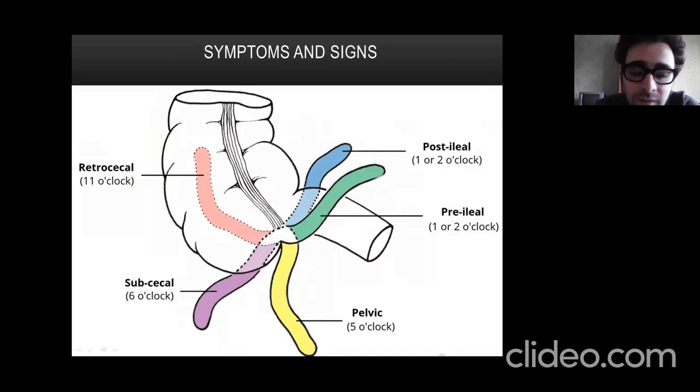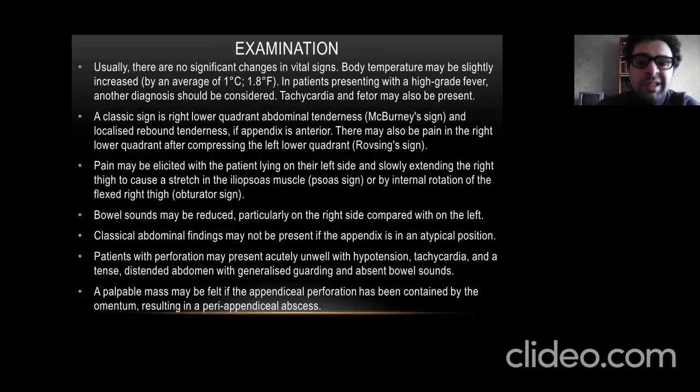If there will be pelvic position, there will be pain in hypogastrium and not in the right iliac area. If it will be retrocecal, it will be pain not in the right iliac area, but in the projection of ureter and in the projection of kidneys. Differential diagnosis can be very difficult in atypical positions of appendicitis. You should know it. Appendix has different positions.